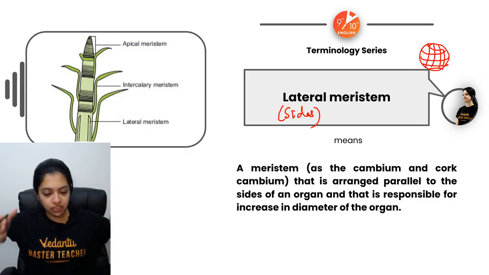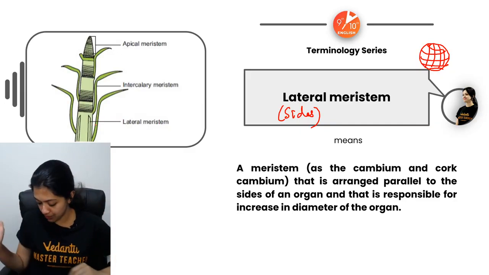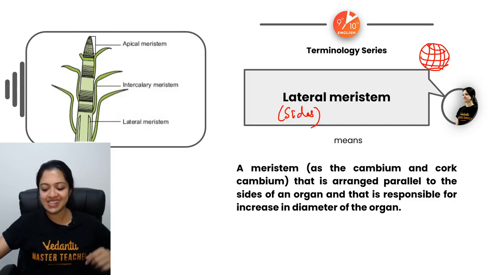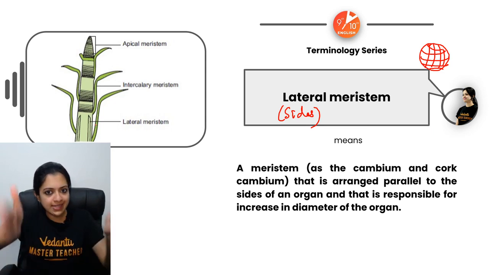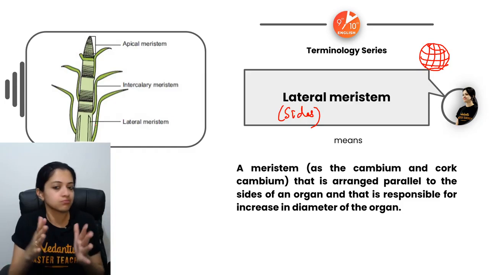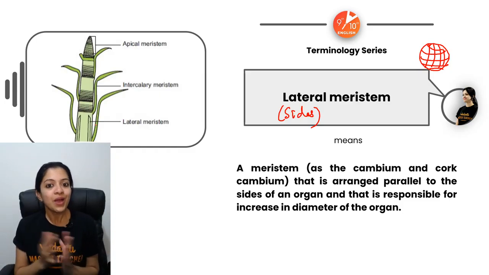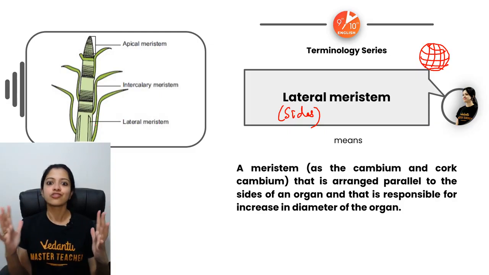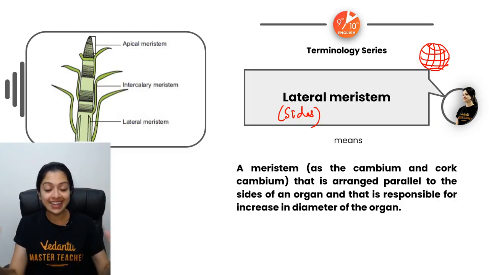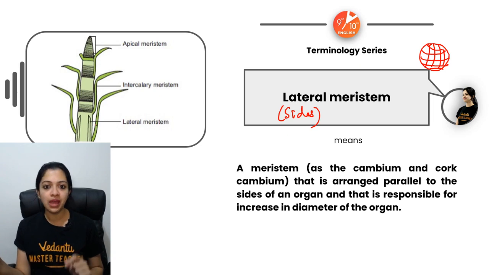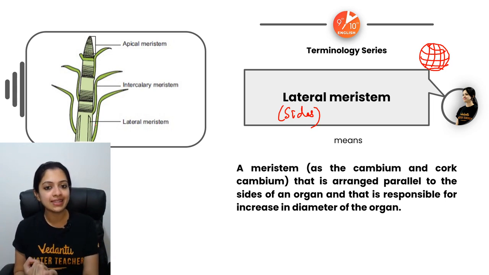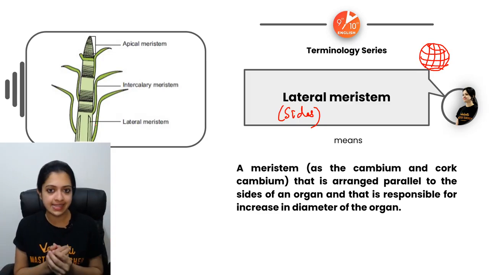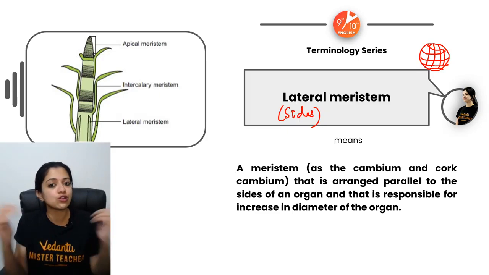For example, if tissues on the sides of your body keep constantly dividing and growing, what do you think would happen to your body? You would increase in fatness, right? Increase in girth. This is exactly what happens in a plant body as well. And this is what helps in giving rise to older trees. How do they manage to be so fat?